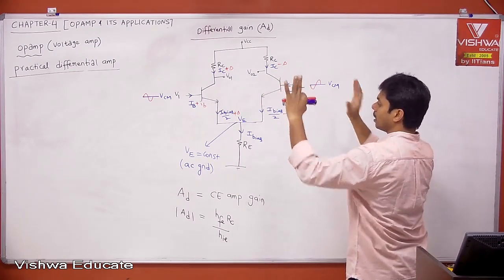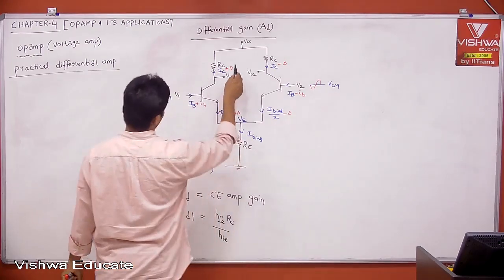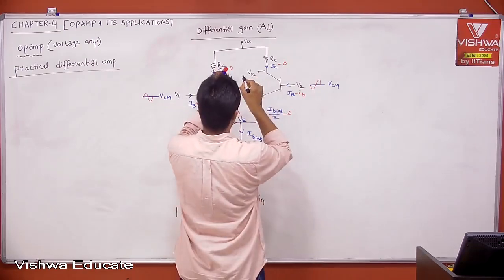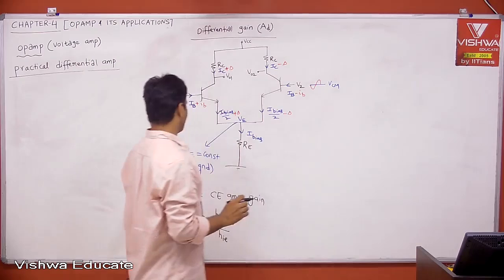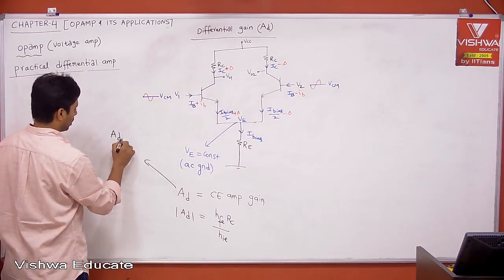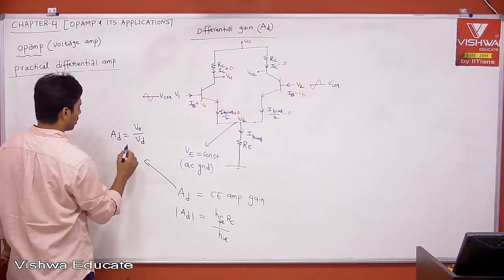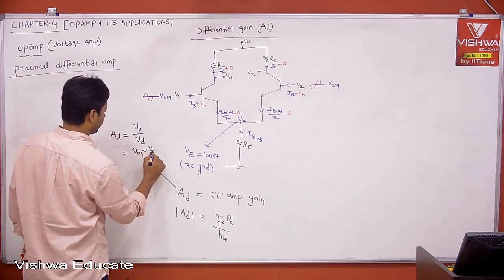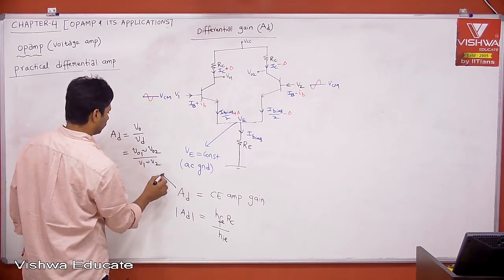Then, what is differential gain? Again, what is the definition? AD is defined as V02 minus V01 or V01 minus V02, divided by V1 minus V2 or V2 minus V1. That is nothing but our AD, which is nothing but V0 divided by small vd, where V0 is the difference of V01 and V02, and vd is the difference of V1 and V2.